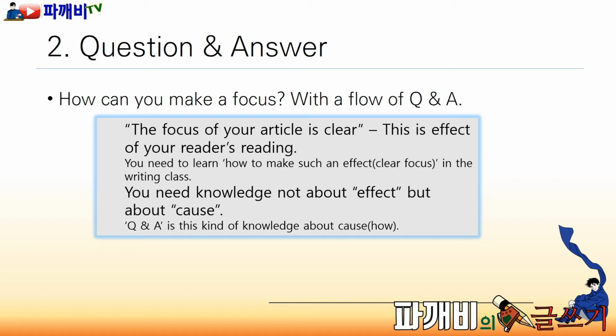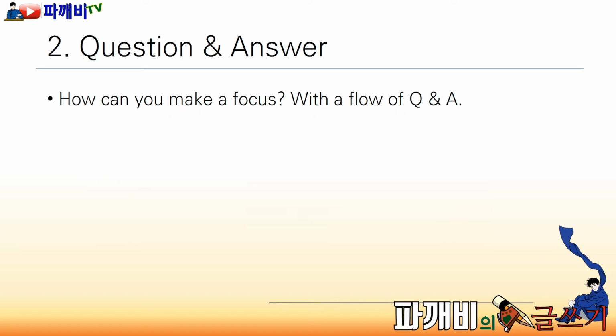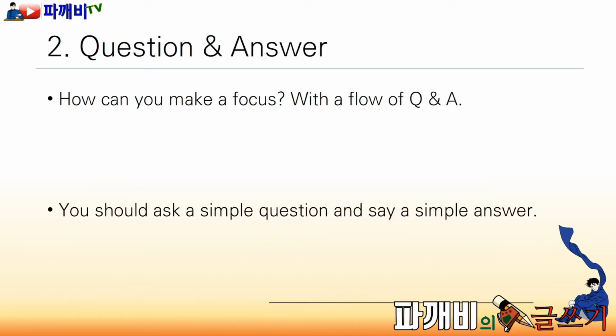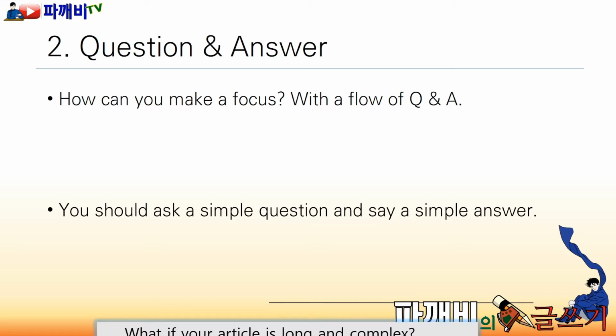The focus of your article is clear. This is effect in your reader's reading. You need to learn how to make such an effect, clear focus, in the writing class. You need knowledge not about effect but about cause. Question and answer is this kind of knowledge about cause. How to? You should ask a simple question and say a simple answer.